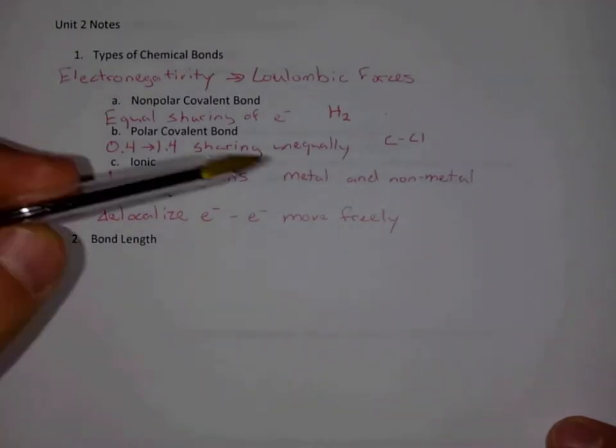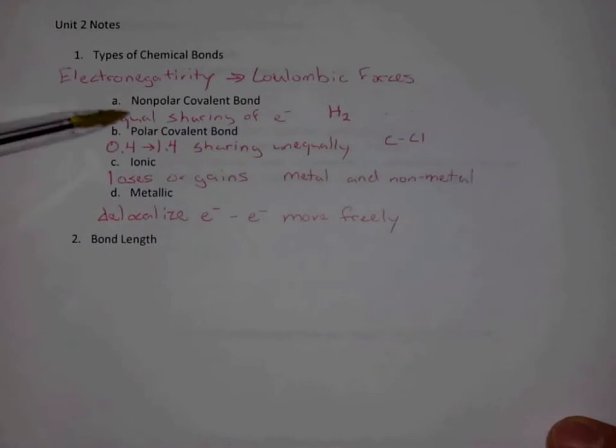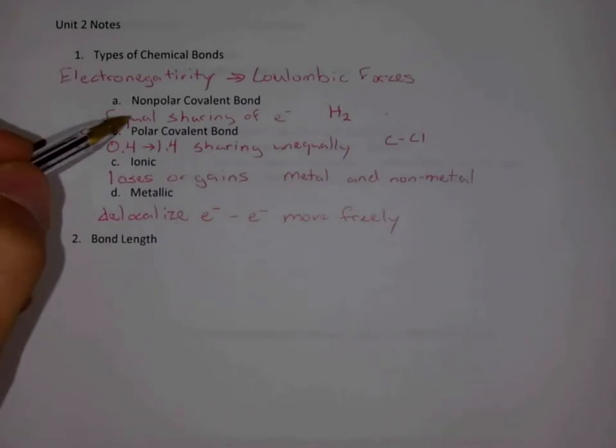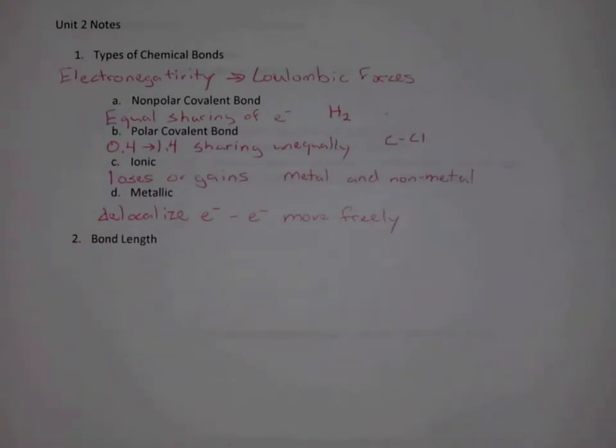Ionic is generally between a metal and a nonmetal, and then our covalent bonds are between two nonmetals. So a polar covalent would be two different nonmetals, and nonpolar covalent would be the same type of nonmetals bonded together, okay?